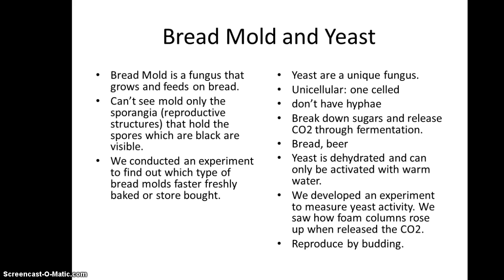Yeast also, they're different from bread molds and other types of fungi in that they reproduce by budding instead of shooting spores. So budding is a type of asexual reproduction that we have discussed other organisms bud as well, and when a yeast cell buds, a new cell grows onto the yeast cell and then breaks away and becomes its own yeast, and that is mainly how most yeast reproduce.